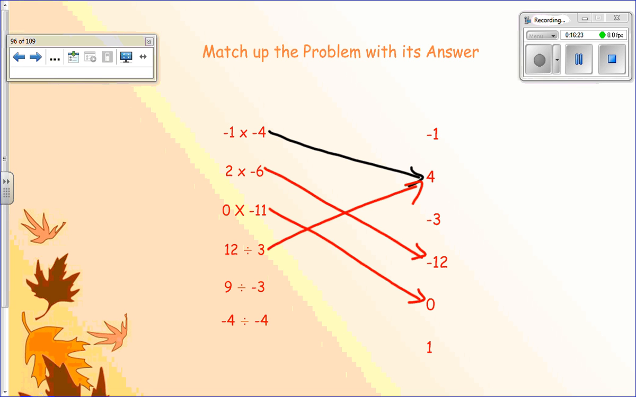Let's see, 9 divided by negative 3. Well, 9 divided by 3 is 3. 1's positive, 1's negative, so our answer would be a negative 3. Then negative 4 divided by negative 4. Well, 4 divided by 4 is 1, but now we have to decide, is it negative or positive? Go back to the rules. If they have the same sign, it's positive. Both of these are negative, so we have a positive 1 here. All right, so that is how it should have matched up.